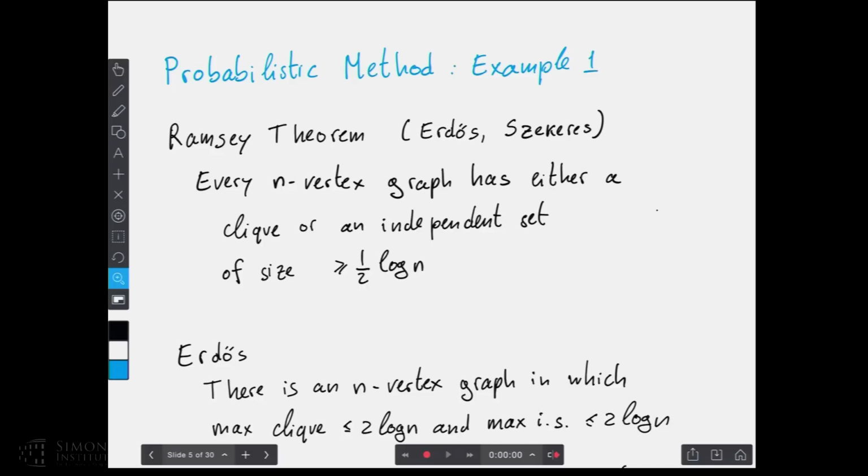So Ramsey, and then in this form, Erdős and Szekeres, proved that every graph either has a reasonably large clique or a reasonably large independent set. Reasonably large in their proof was at least half times log n. So arbitrarily large graphs will have arbitrarily large cliques or arbitrarily large independent sets. Then it's a natural question, once you see the proof, that seems kind of very wasteful if log n is the right bound.